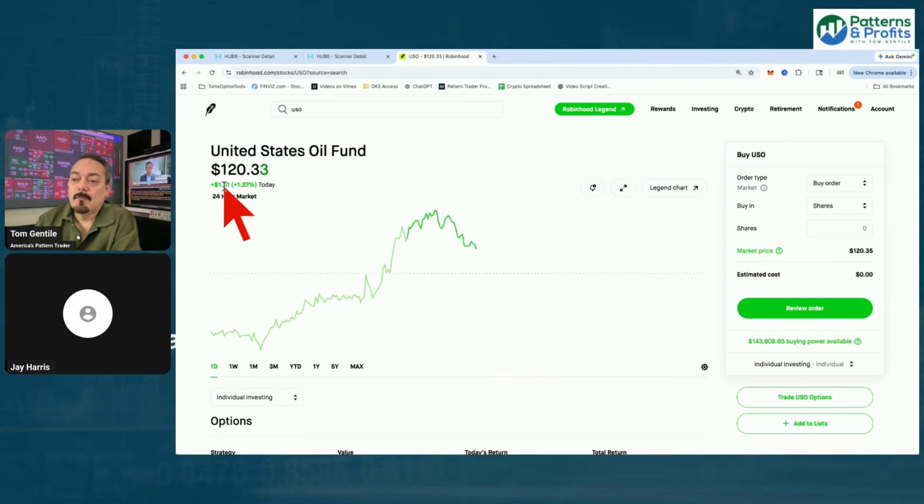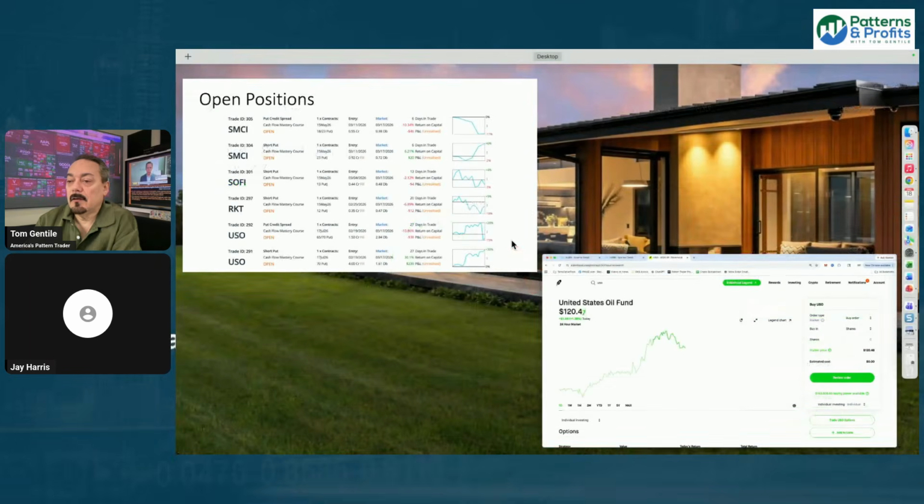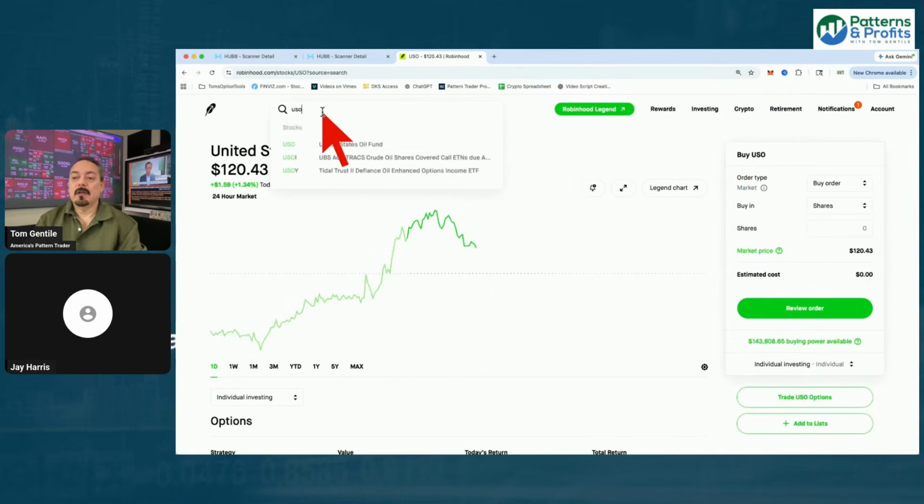I'm looking at this number right here, and I know that I'm $50 away from the 70 puts, and that's a long way away from where we are right now. Right, so that's USO, and the other one I want to look at was Rocket, RKT.